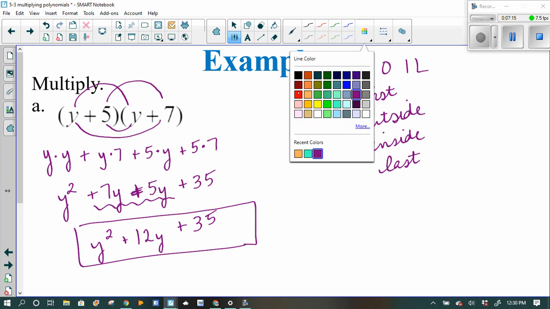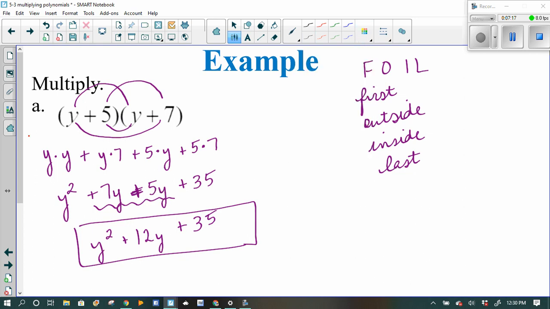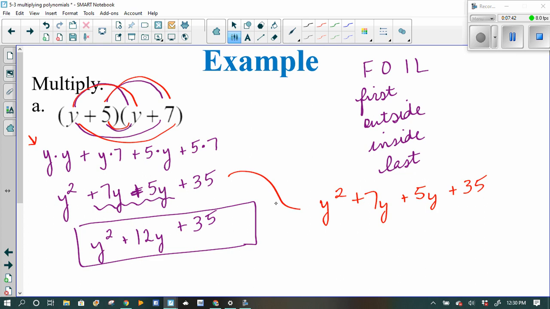The short version of this, the way I do it, I normally do not do this step here. It's a matter of what makes sense to your brain. Like I said, I'm big with the arrows. Y times y, y squared. Y times 7, 7y. 5 times y, 5y. 5 times 7, 35. And it gets me right there to that step. So I just don't write this one down because I use the arrows. But like I said, either way, whatever way makes sense to your brain.